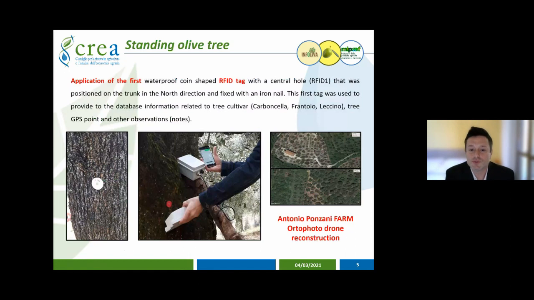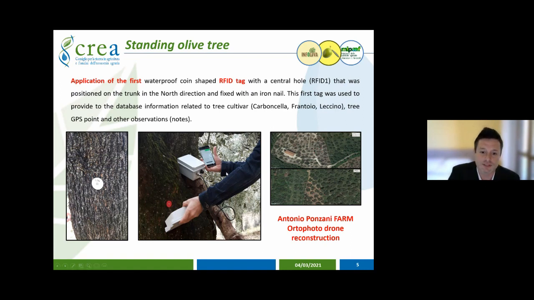So where did we do this within the whole process? Basically, the first place was on the plant. We've been tagging the single plant with coin-shaped tags and nails, hammering them inside the tree. It's a rugged system, so it will not scratch away. It's easily visible from afar, so you can find it easily and go there.